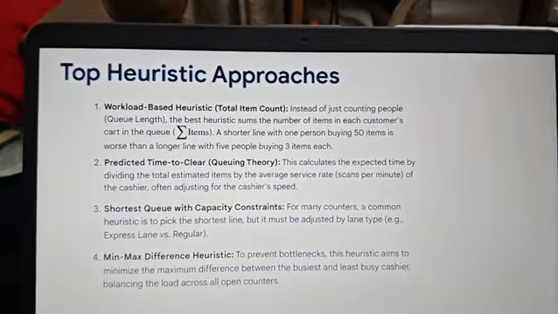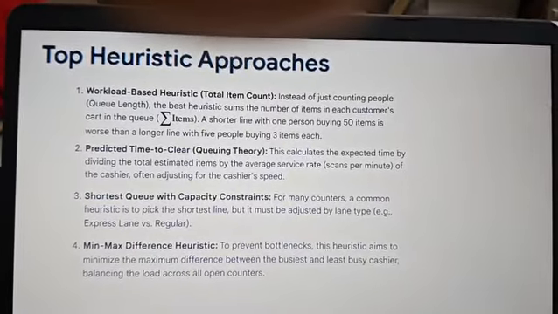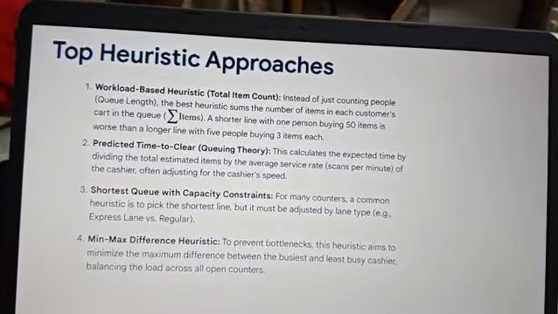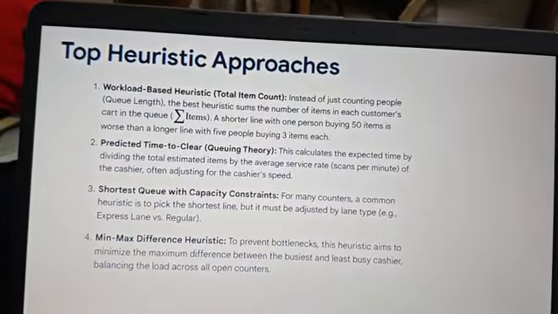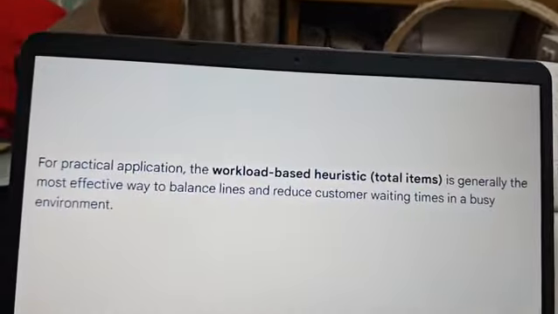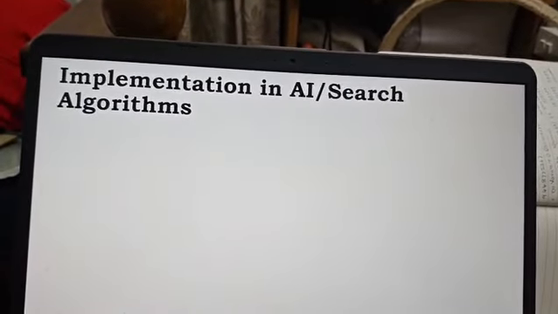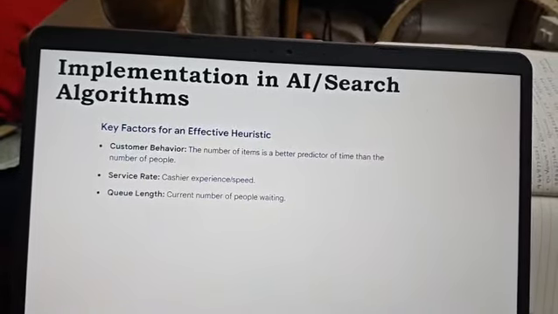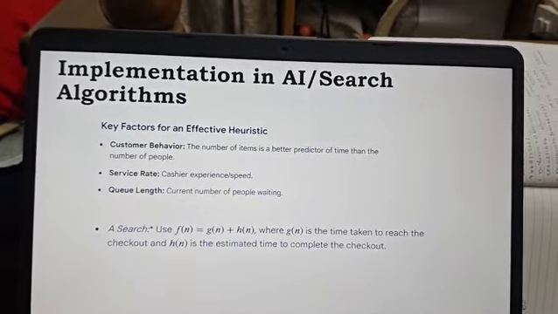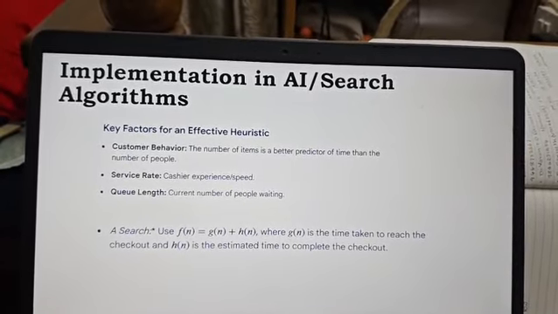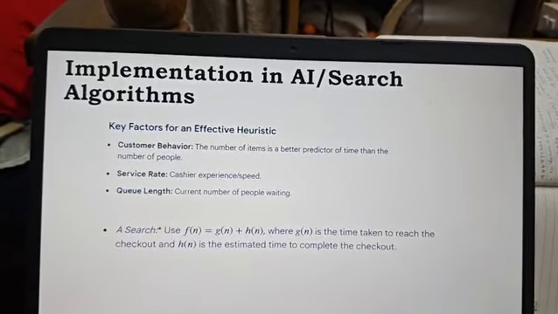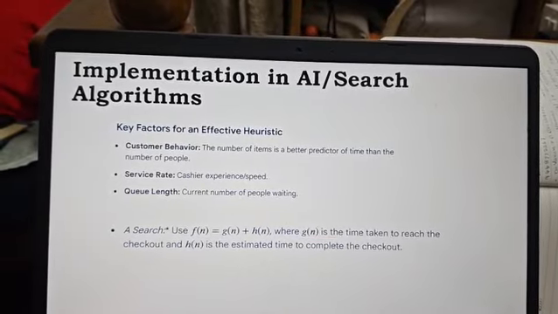Right. So there are possible approaches: the workload based heuristic, or predicted time to clear, or shortest queue with capacity constraints, min-max difference heuristic. But we generally select the workload based heuristic. So how do you implement this? Using these three factors, that is customer behavior, service rate and queue length. So G(n) will be the time taken to reach the checkout, and H(n) is the estimated time for a cashier to complete the process.